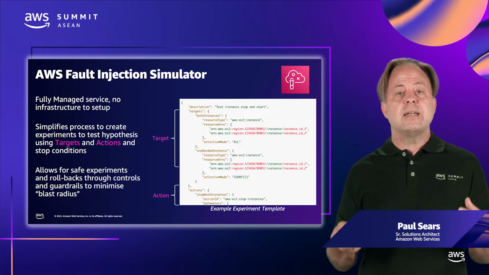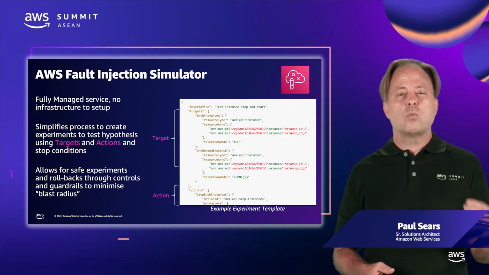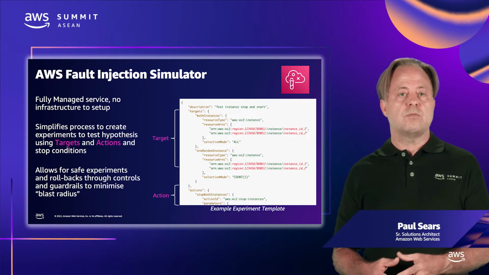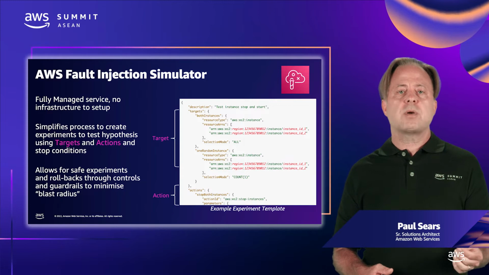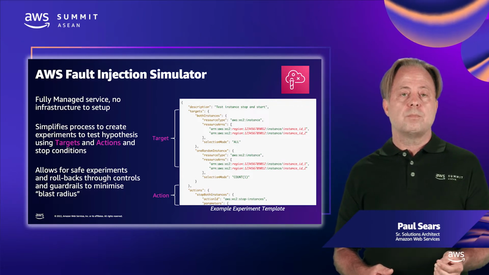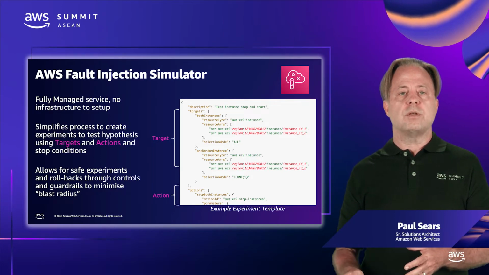Experiments are defined in an experiment template. An experiment template contains one or more actions to run on specified targets during an experiment. It also contains the stop conditions that prevent the experiment from going out of bounds. After you create an experiment template, you can use it to run an experiment.